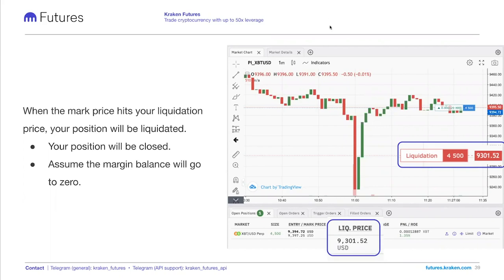There are some questions now. If you increase your margin balance, will the liquidation price change in your favor? Absolutely, yes. And I think that's a nice segue to show a demo.